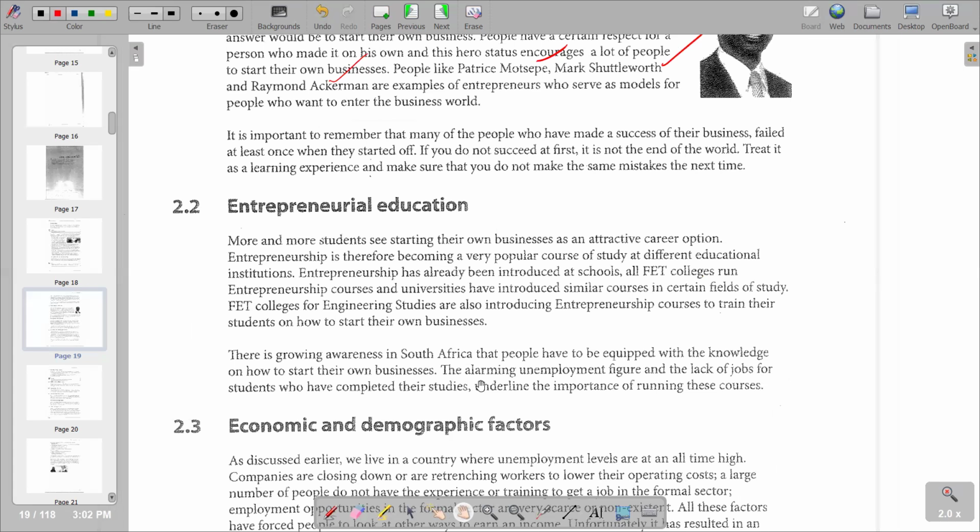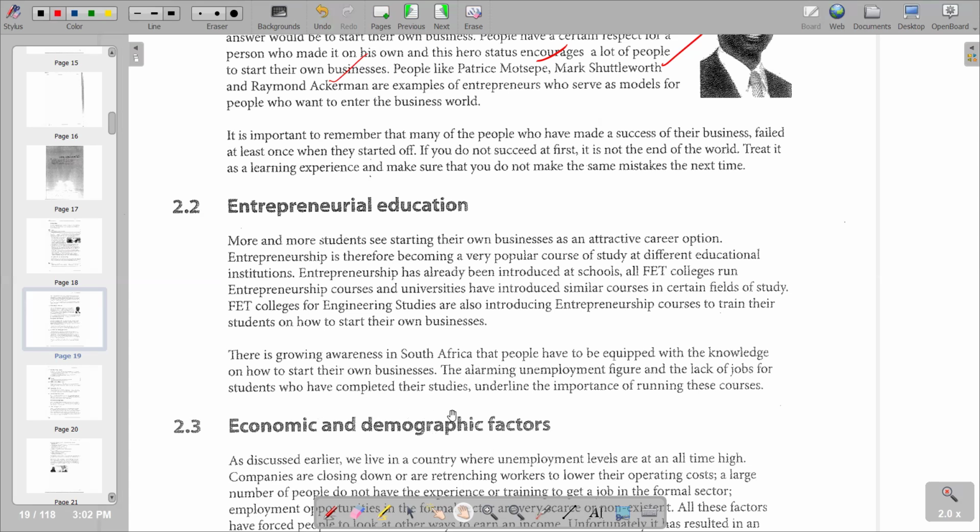The issue of FET colleges that offer the skills to operate businesses has led to the emergence of the entrepreneurs that we have in the local economy. We have universities that are offering that knowledge. We also have other colleges offering the skills that are required for you to operate a business. So basically, these are the reasons why we have the growing number of entrepreneurs in the economy.